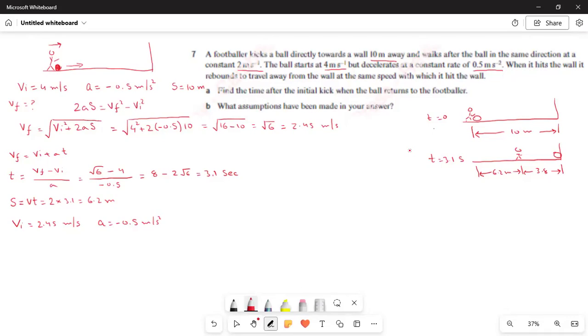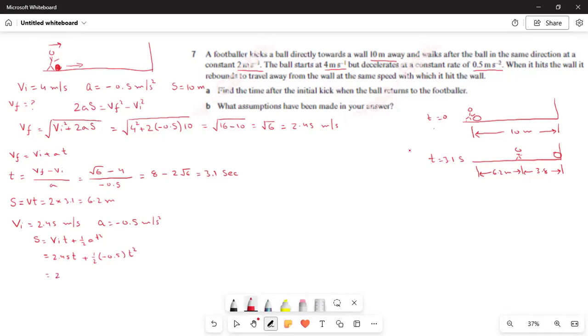Okay, so the distance covered by the ball as a function of time. How can I do this? Distance is vit plus half at square. In this case, the initial speed is 2.45, and it takes time t, plus half, and acceleration is minus 0.5, and t square.